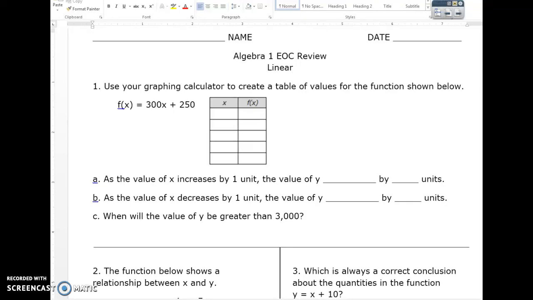Okay, on this worksheet, I'm only going to do problem 1 and 4 because the rest of them are really easy, especially because we've been doing this all week and you should already know how it works.